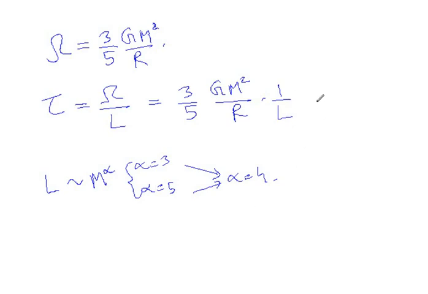Then if we use that, you will see that this tau scales as 1 by m square. So tau scales as 1 by m square. So what does this mean? You see, this is a very important consequence.